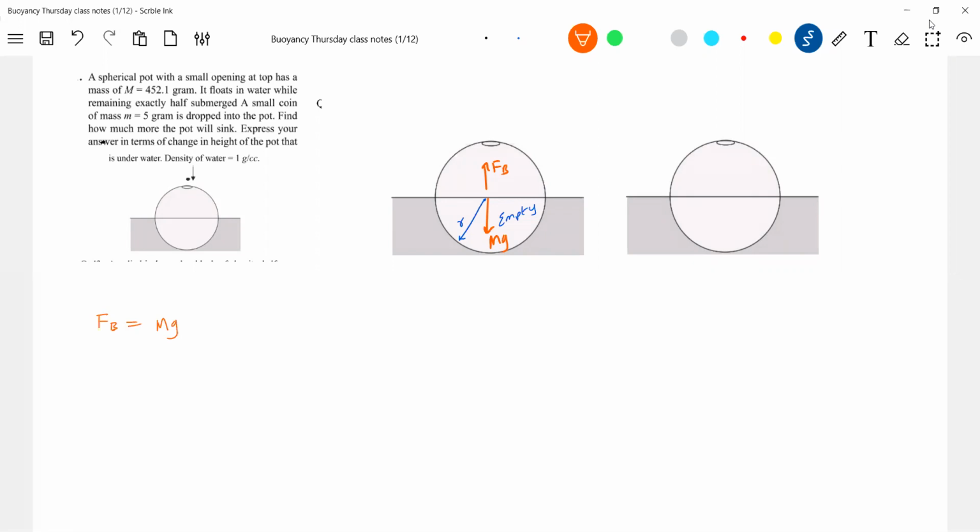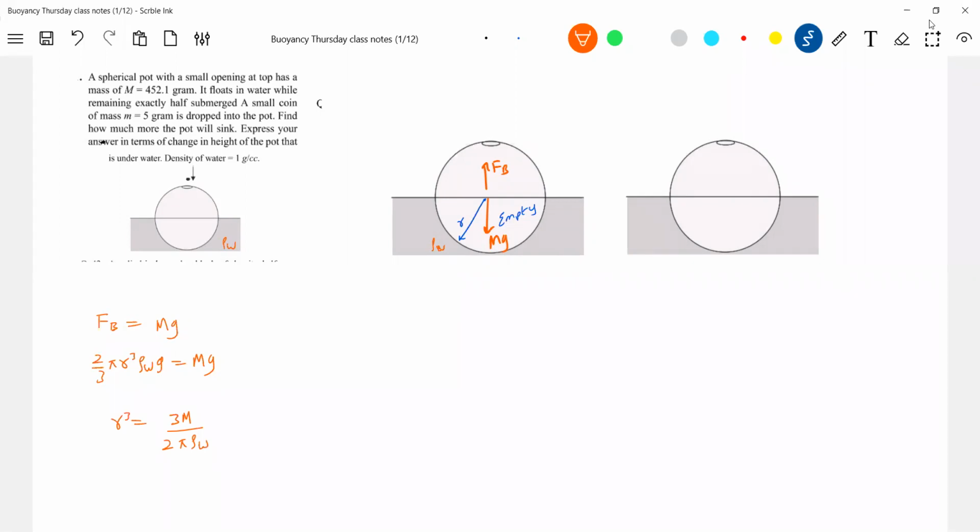Okay, let's get into the radius part. Half of the immersion, no? So 2 by 3 pi r cube density of water rho w into g equal to m into g. So m is equal to 2 by 3 pi r cube rho w. So we know all the values. Sorry, we have to get the radius, no? So solving for radius, r cube is equal to 3m by 2 pi rho w.